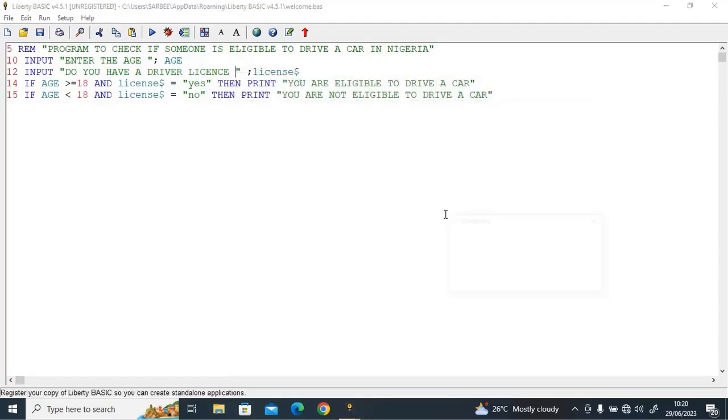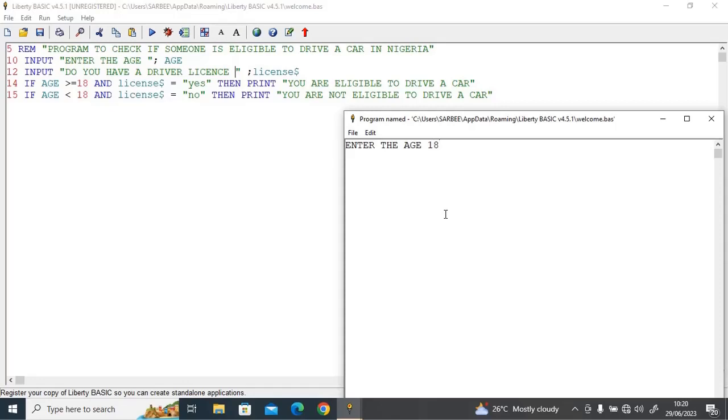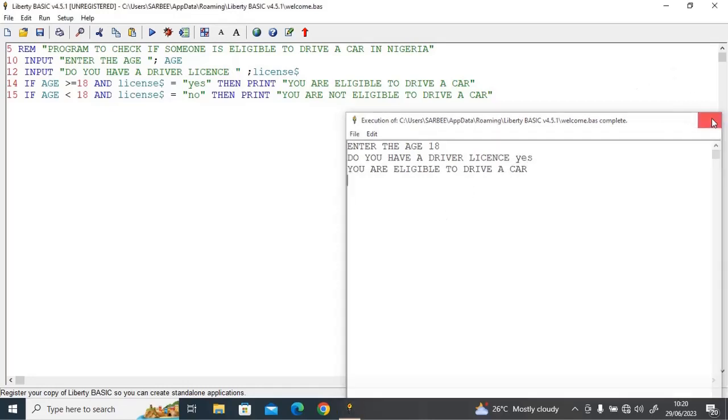Let's now look at if I'm 18 years and someone clicks, I type yes. What does it say? You are eligible to drive a car. Beautiful, right? What if the person makes a mistake?